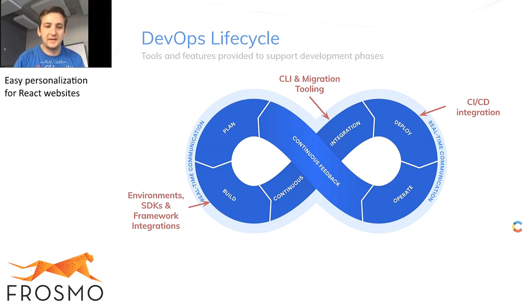I'm calling out 3 things here. We have environments, SDKs, and framework integrations to make it faster to build things. We have CI/CD integrations to aid in deployments. And we have our Contentful CLI and our migration tooling to help you continuously evolve your content model over time, and your code, of course, too.